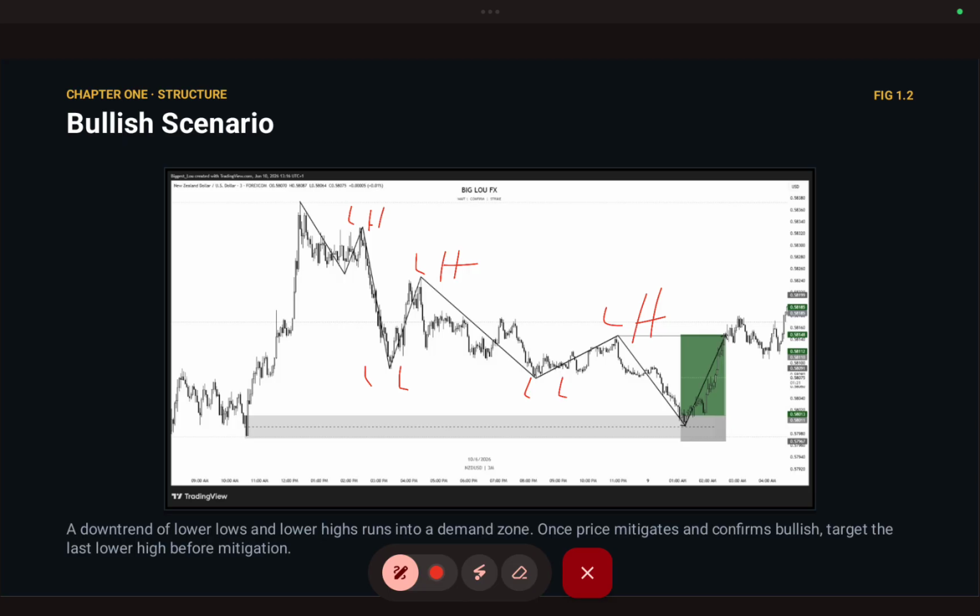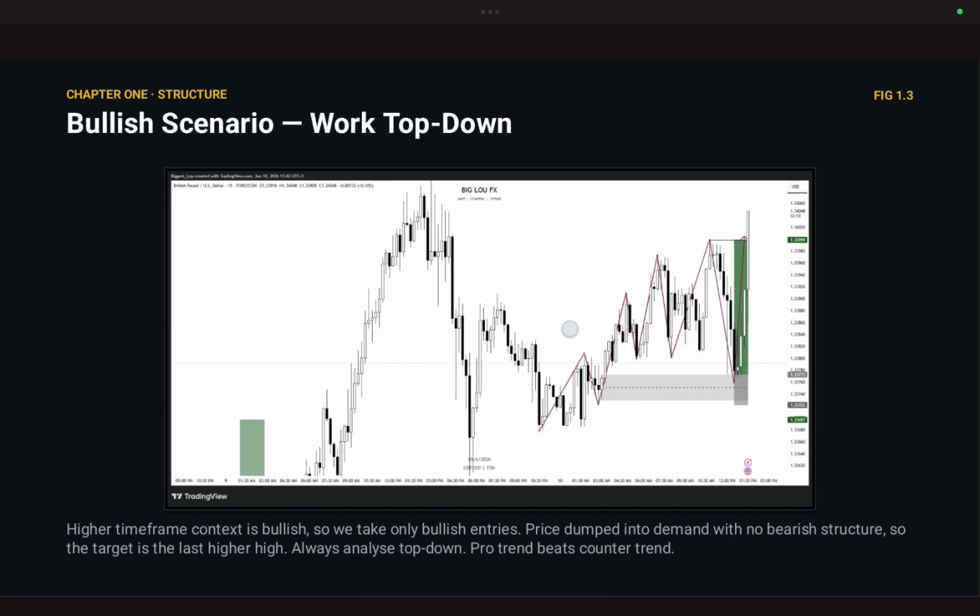So this was the last lower high, and in bullish trades, you seek to take out the lower high that mitigated the demand level. Okay, for bullish examples. But what about a case like this? How about a case like this now, where there was no clear bearish structure that mitigated the market, but we're actually even in a bullish structure here?